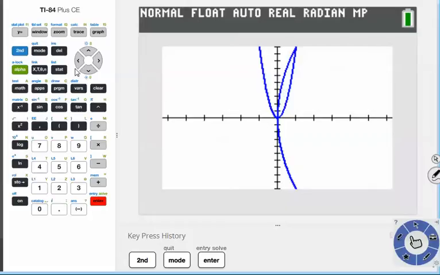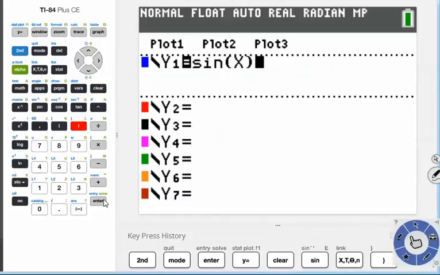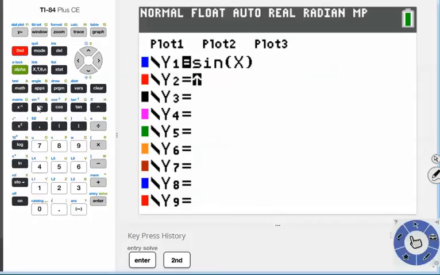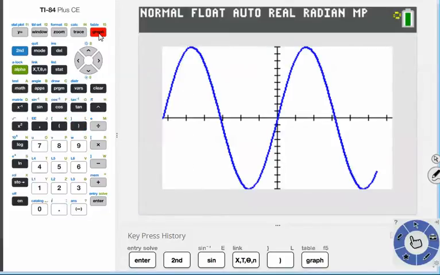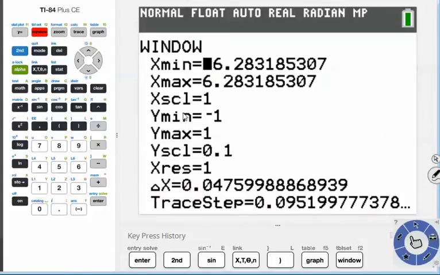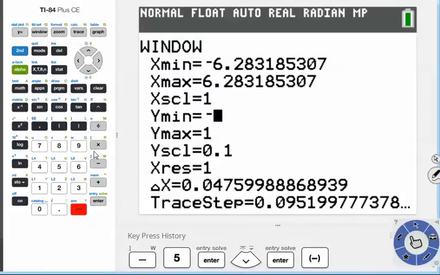Out of curiosity, let's take a look at sine of x, and then its inverse, which is the arc sine. So, second, arc sine of x. Now if we look at these two graphs, here's the sine, and the inverse sine is pretty unique because of what it does. Let's open our window up a little bit, to -5 to 5.